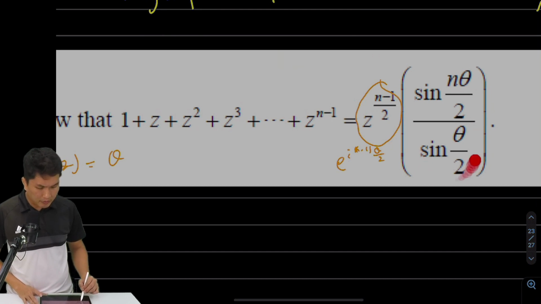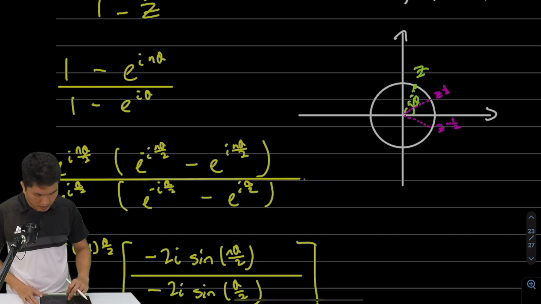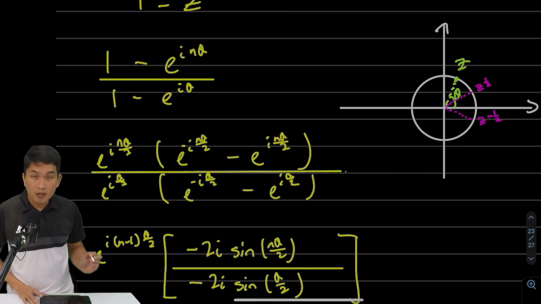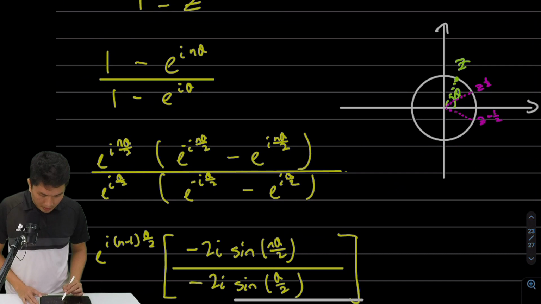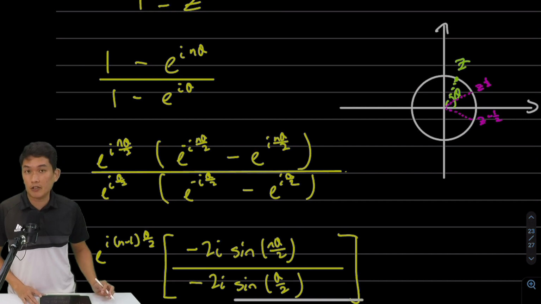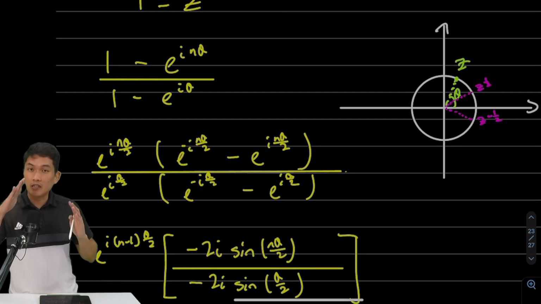Now for this part, you'll be thinking, oh, doesn't this make it worse? It looks a bit more complicated than what it should be. If you take a closer look, this is an exponential form with argument n theta over 2. This is the exponential form of this one, but with a negative argument. Now that should ring a bell, right? We have the argument and the negative argument.